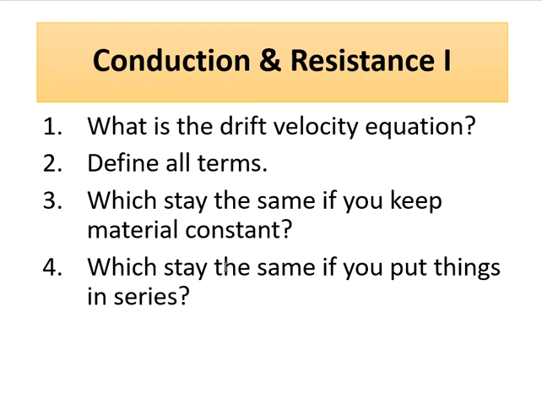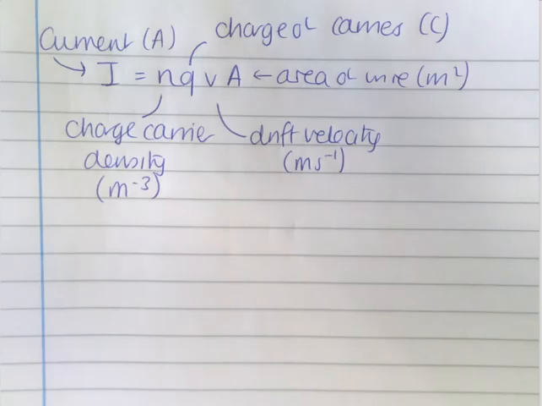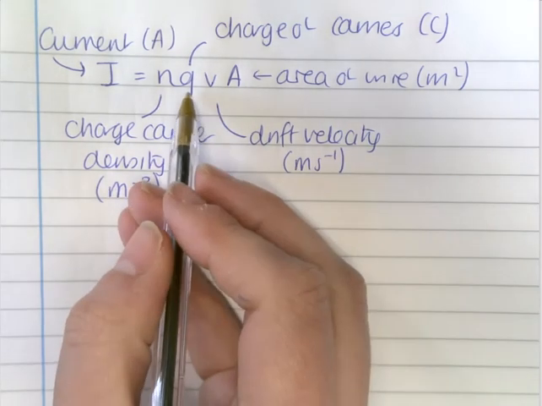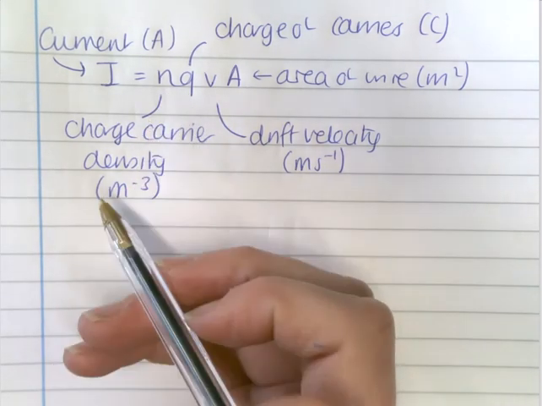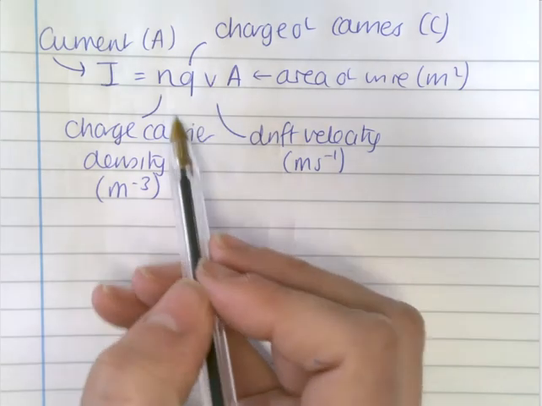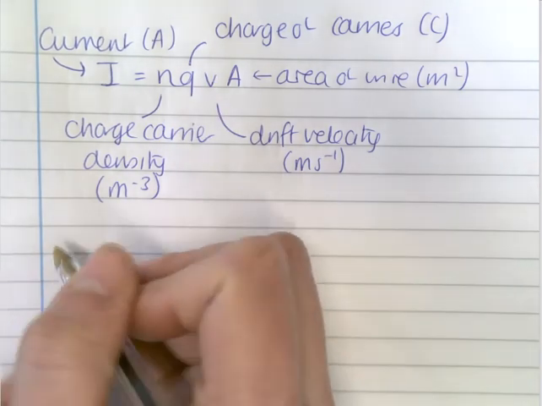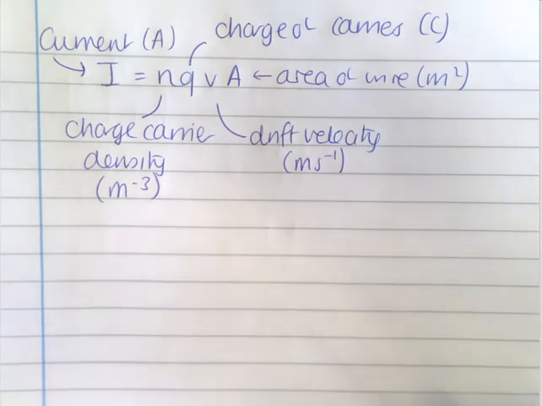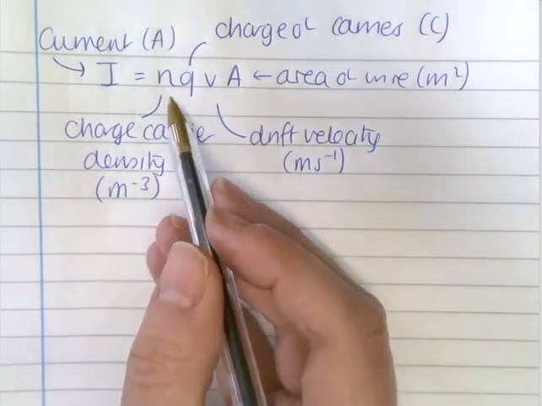So, which will stay the same if you keep the material constant? If you keep the material constant, you're not going to change N or Q. The property here that's based on the material is N. The charge carrier density is the same for any object of the same material. So for example, copper has a charge carrier density, and a copper coin, a copper wire and a copper block all have the same charge carrier density, even though they have different dimensions. They also all use the electron to carry the electricity, and therefore Q will stay the same.